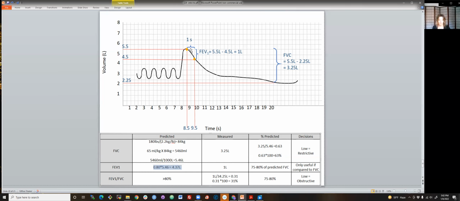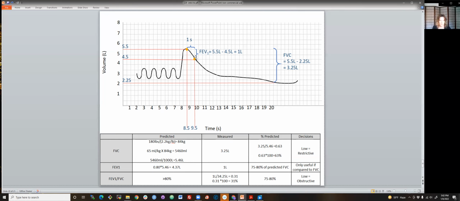So you found the peak of inspiration here, okay? And you drew a line down to find out where that lands on the time. And it's about 8.5. So you put a dot at the top, find your 0 second, move over 1 second, which is going to be 9.5. Draw a line up till you hit the curve. Put a dot there.